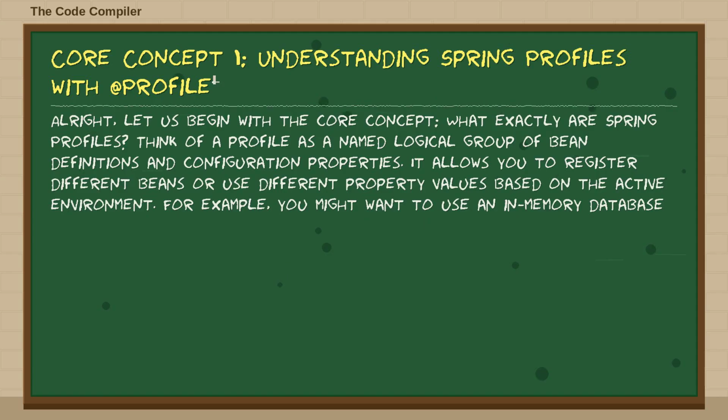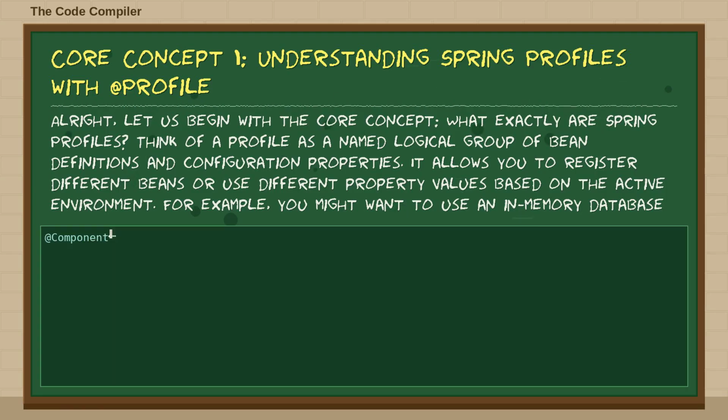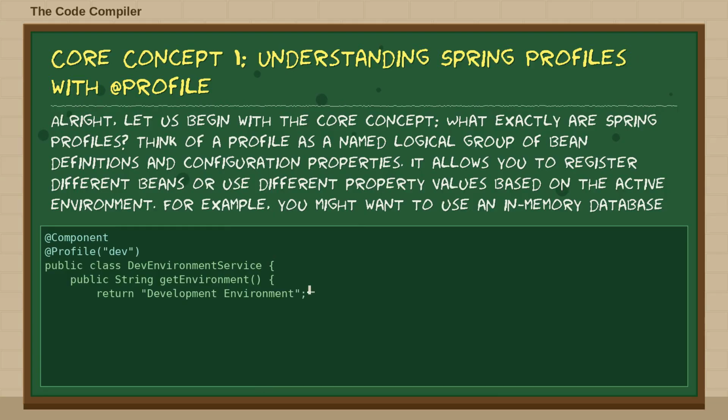The @Profile annotation is your primary tool here. You can apply it to a configuration class, a component, or even a bean definition method to specify when that particular element should be active. It is like having different versions of your application logic or settings ready to be swapped in with just a flip of a switch, making your application highly adaptable without code changes.